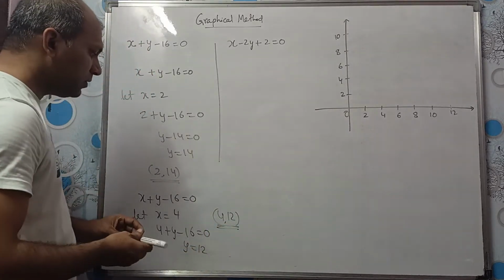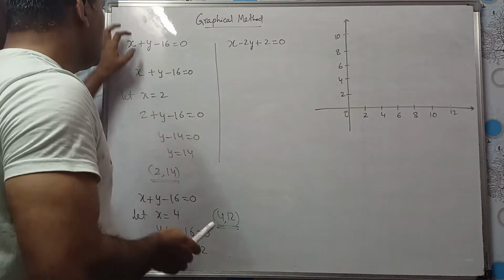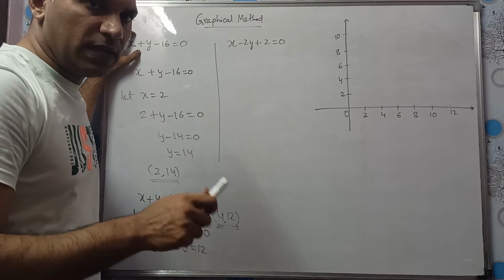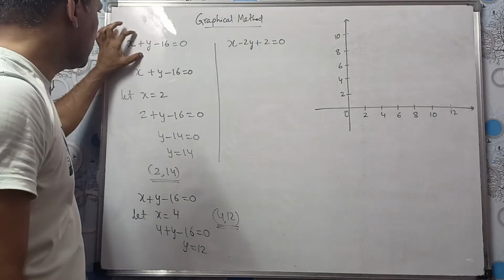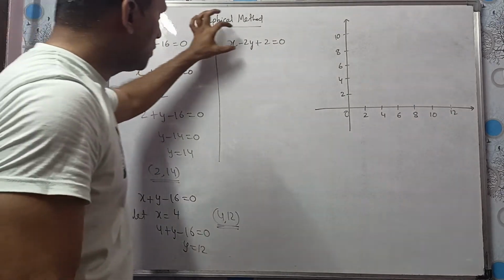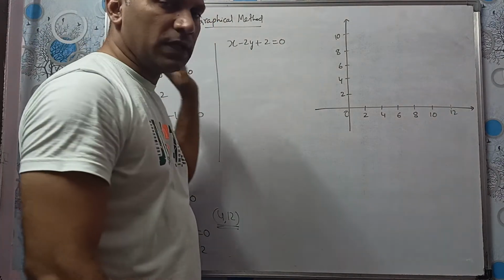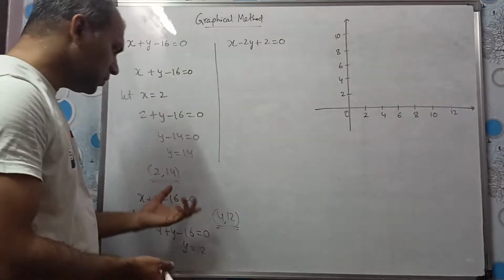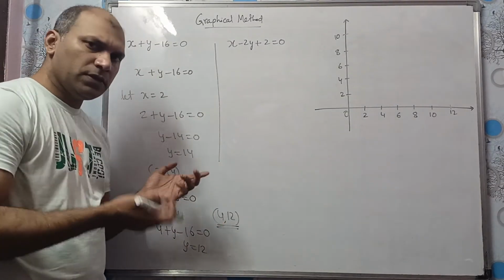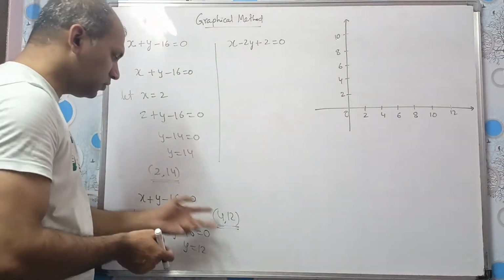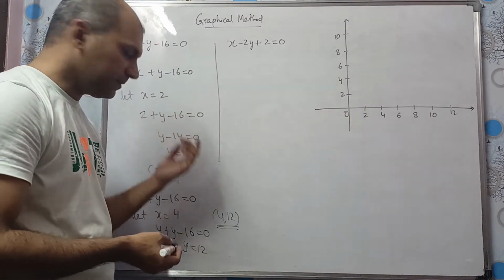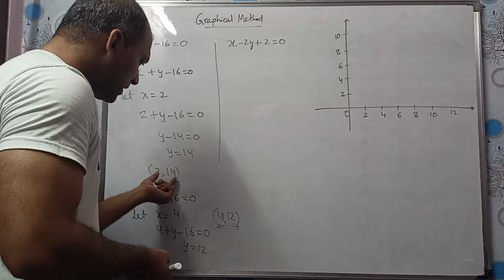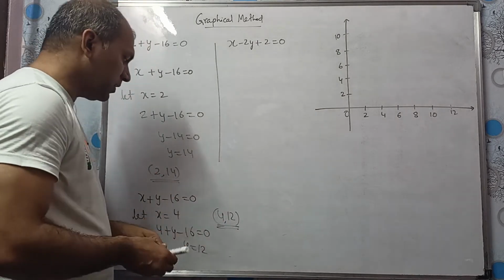Okay. Now see here, linear equations in two variables, the graph will always be a straight line. If you draw the graph of this, it will be a straight line. If you draw the graph of this, it will be a straight line. Now to draw a straight line, we need at least 2 points. We have 2 points. You can go ahead and find one more point. Okay. But let us plot now 2 comma 14, 4 comma 12.